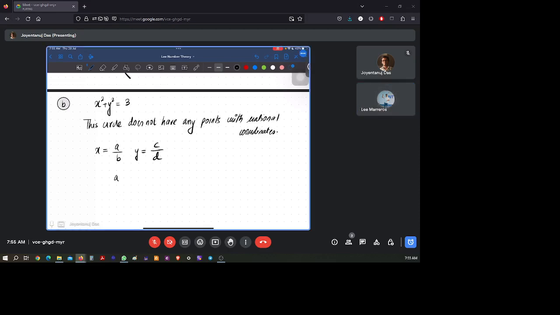So the thing is a square by b square plus c square by d square equals 3, right? If we simplify, a square d square plus c square b square equals 3 b square d square, right? So eventually we have some solution of u square plus v square equals 3 w square. From here, you have to arrive at a contradiction, that this type of thing cannot exist.